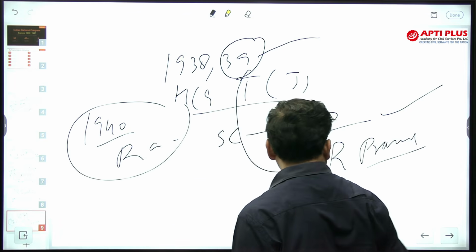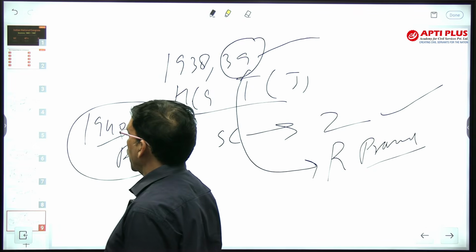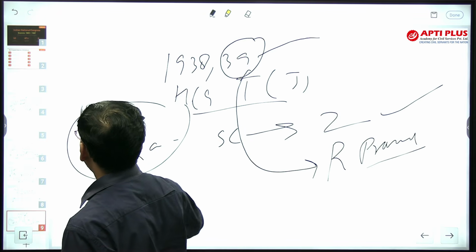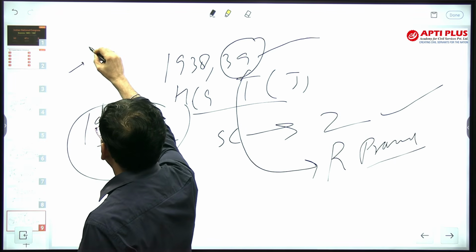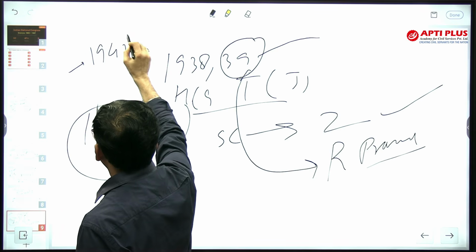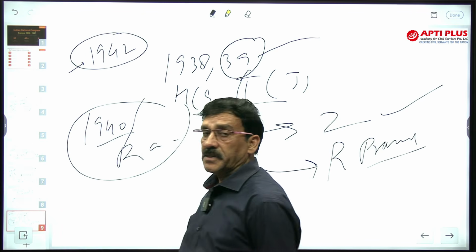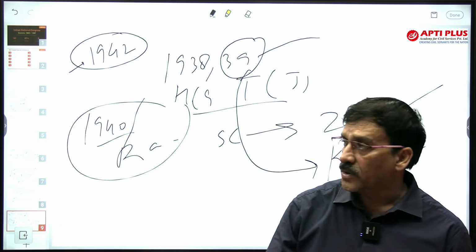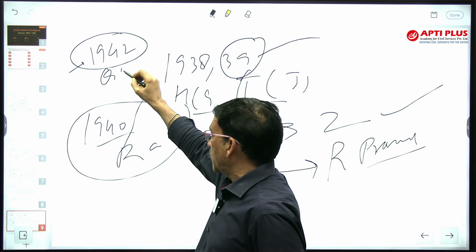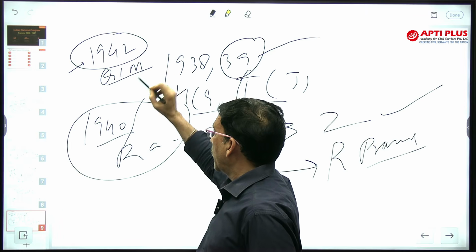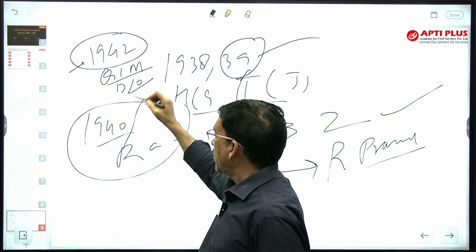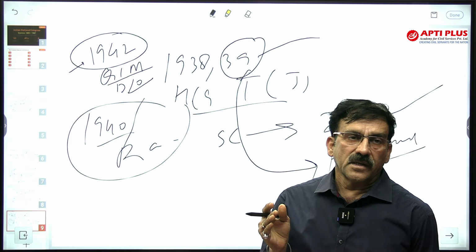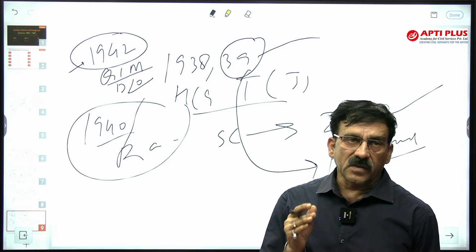And lastly, the important session which changed the course of history is 1942, where for the first time Gandhi came in a new incarnation, with a new slogan called Quit India. And here Congress passed a resolution called the Quit India Movement. Slogan called Do and Die. That means these sessions had driven the ideology of Congress.